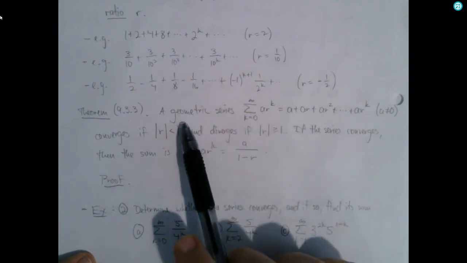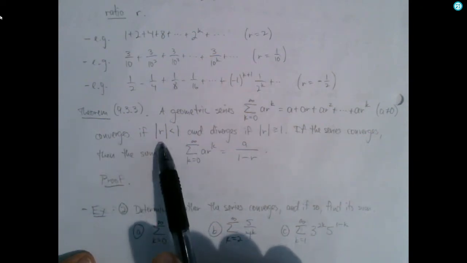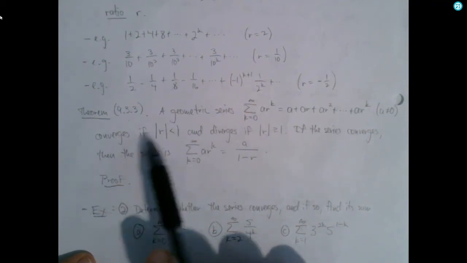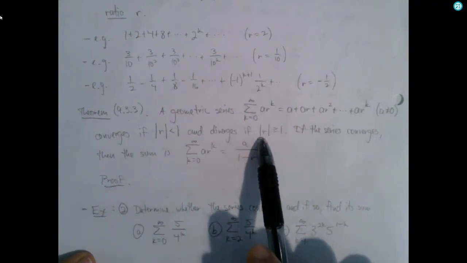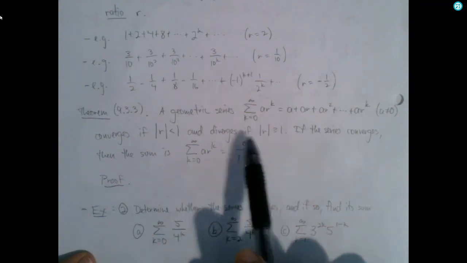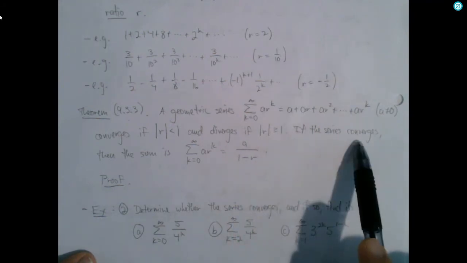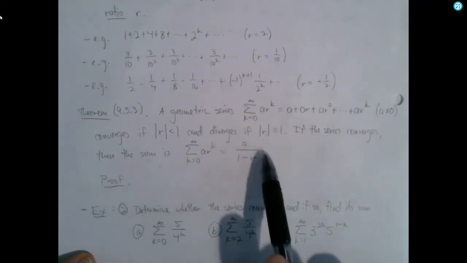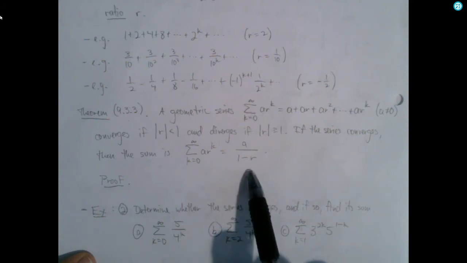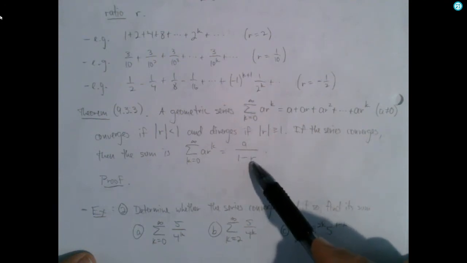But anyway, a geometric series of this form converges if the absolute value of the ratio is less than 1. So in other words, if the ratio is between -1 and +1. And it diverges if the absolute value of the ratio is greater than or equal to 1. So in other words, if the ratio is bigger than or equal to 1 or less than or equal to -1. So it converges if this holds, it diverges if this holds. Now, if the series converges, then the sum is a over 1 minus r, where a is the first term of the series and r is the common ratio.